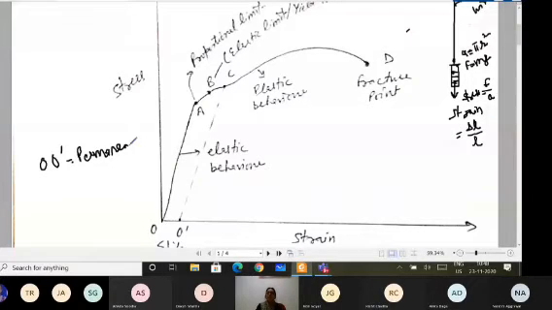And yield point, you can say, beyond which if I increase the value of the load applied, then it is not able to regain its original configuration. It means Hooke's law is no more valid beyond B point if I go. So this B point, we call it as the elastic limit.